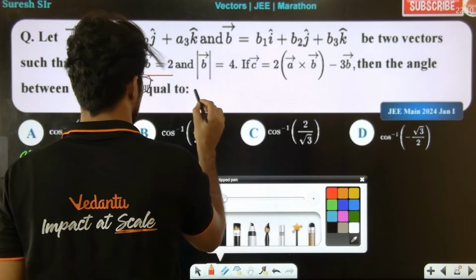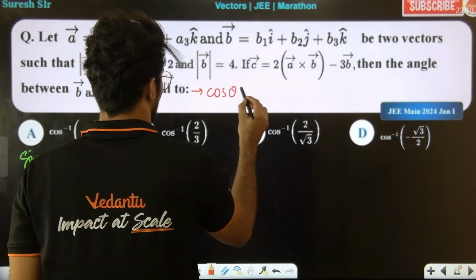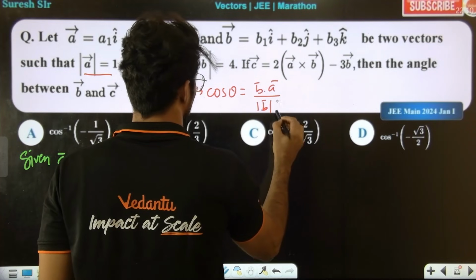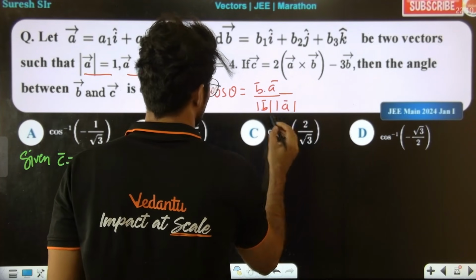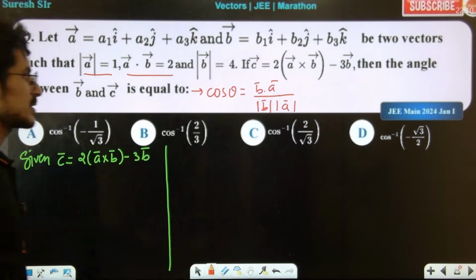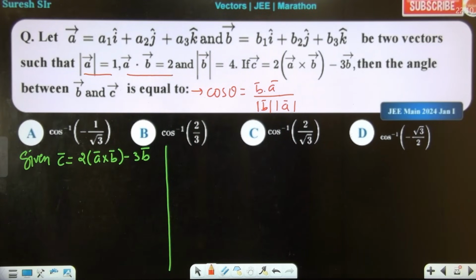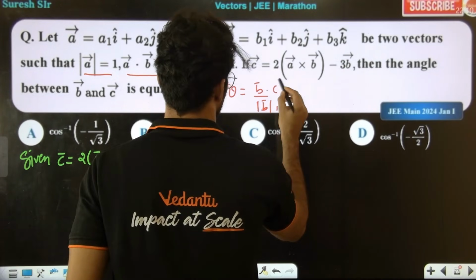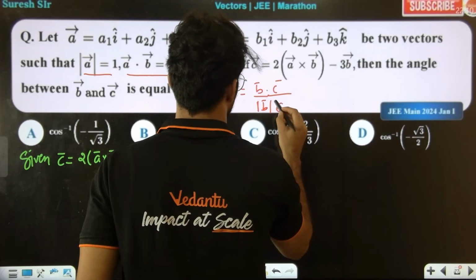So we need cos theta, right? Cos theta equals B dot C divided by magnitude of B into magnitude of C. This is the requirement here. Yes or no, people? So B dot C, not B dot A, B dot C divided by magnitude of B into magnitude of C.